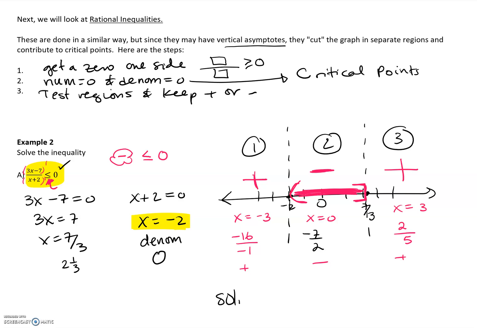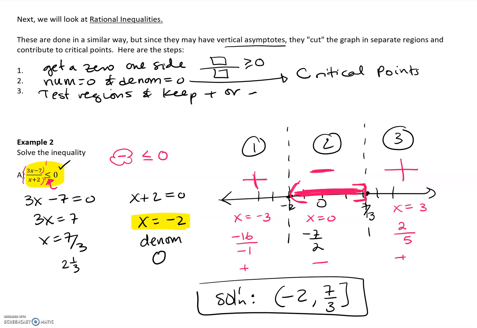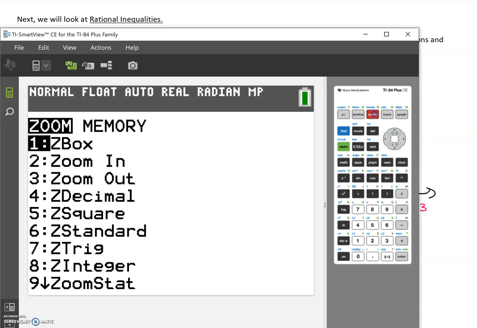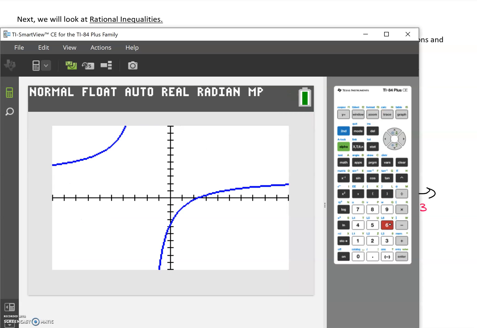So the solution for this rational inequality, I guess, is from -2 to 7/3 is when this rational inequality is less than or equal to 0. Now let's go look at the graph of this on our TI and see why that makes sense. So we've got 3x minus 7 in parentheses divided by x plus 2, and I'm going to do a zoom 6 for a standard window. And that's what my graph looks like.